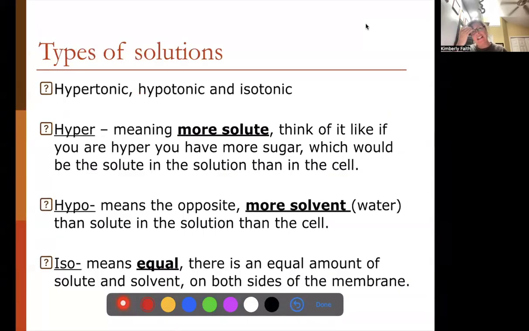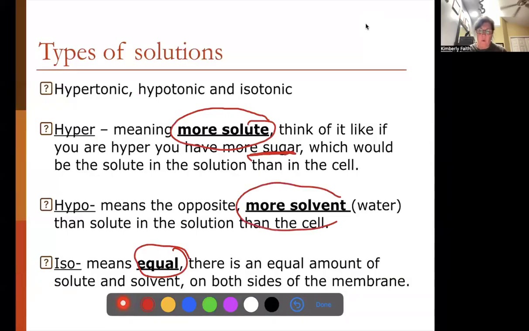Like I said, there's three types of solutions. We have hyper, hypo, iso. I always think about hyper as more solute. A solute to think about is sugar. If you give a kid too much sugar, they become hyper. And then I like to jump down to this one, isotonic, equal. Like an isosceles triangle, equal on all three sides. Equal means that you have reached dynamic equilibrium. You have the same amount of solute on both sides of your cell.